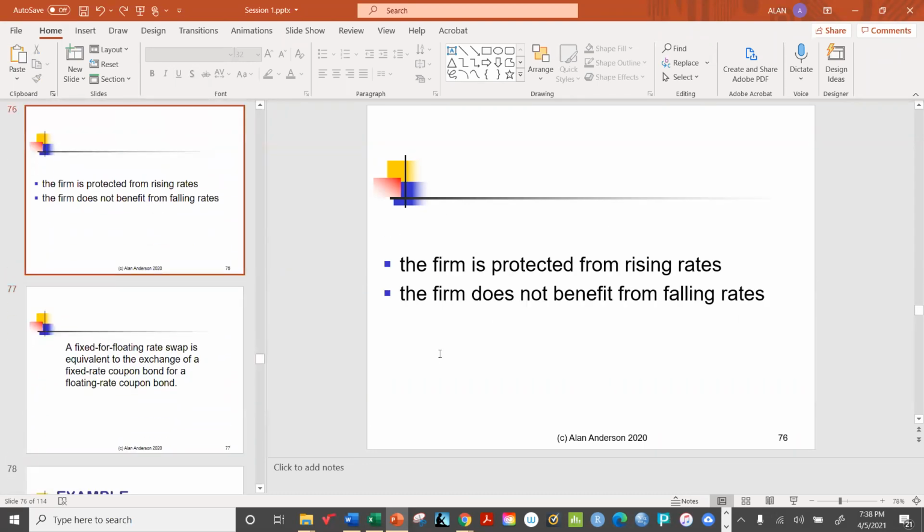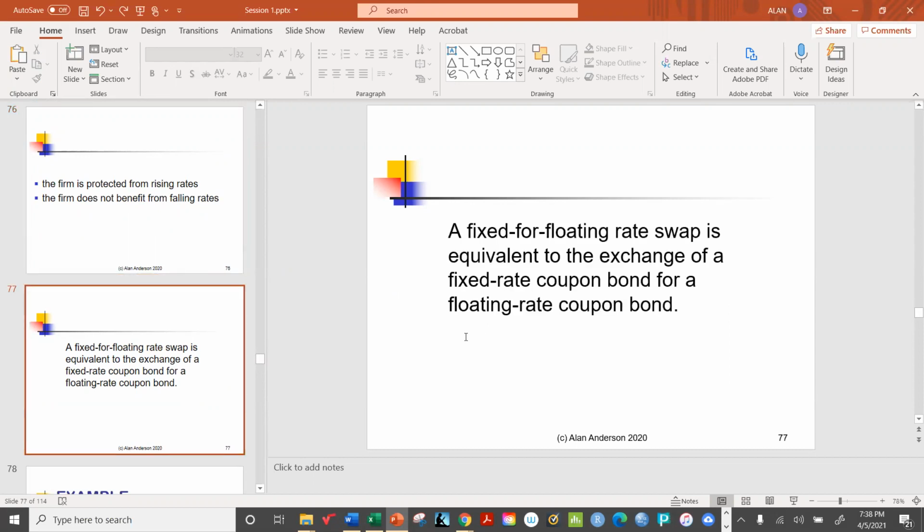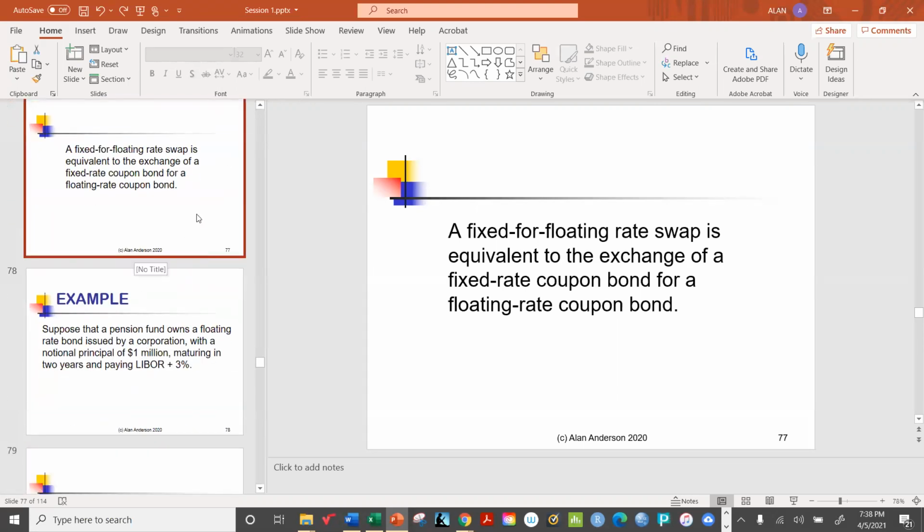That was the purpose of all of this. We're protected from rising rates, but we also cannot benefit from falling rates. So we've locked in the rate at which we can pay interest on our bonds. Now, it turns out that the swap is very much like a forward contract, except that there's more than one set of cash flows. So in effect, a swap is equivalent to either a series of forward contracts, or we could think of it as the trade of a floating rate bond for a fixed rate bond. Either way, we'll get the same results.